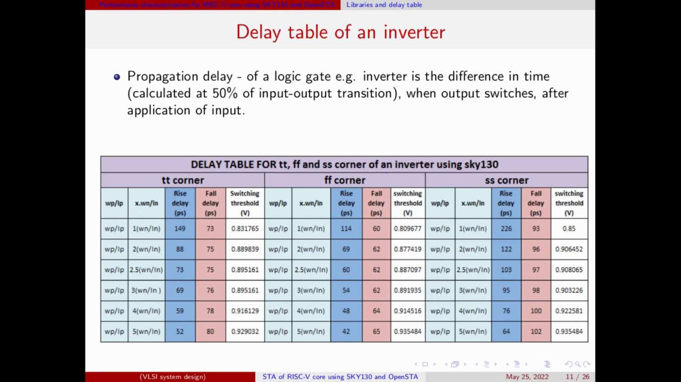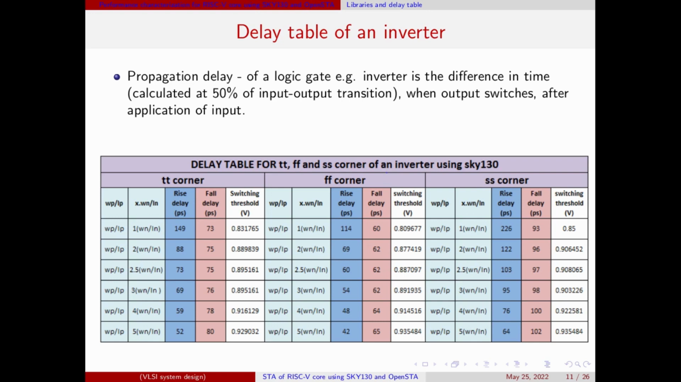In the delay calculation, the delay which we calculate is the propagation delay, which is the difference in time calculated at the 50% of input and output transition, and it is also known as the cell delay or the rise delay. This delay table is generated for an inverter for the sky130 PDK for the TT, FF, and SS corners. From this delay table, we can see that the delays of the cell for the FF, SS, and TT corners are different.